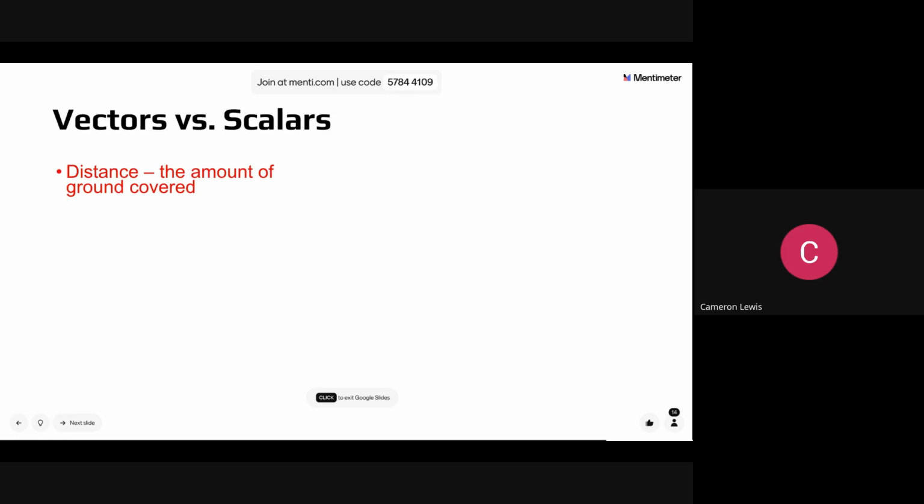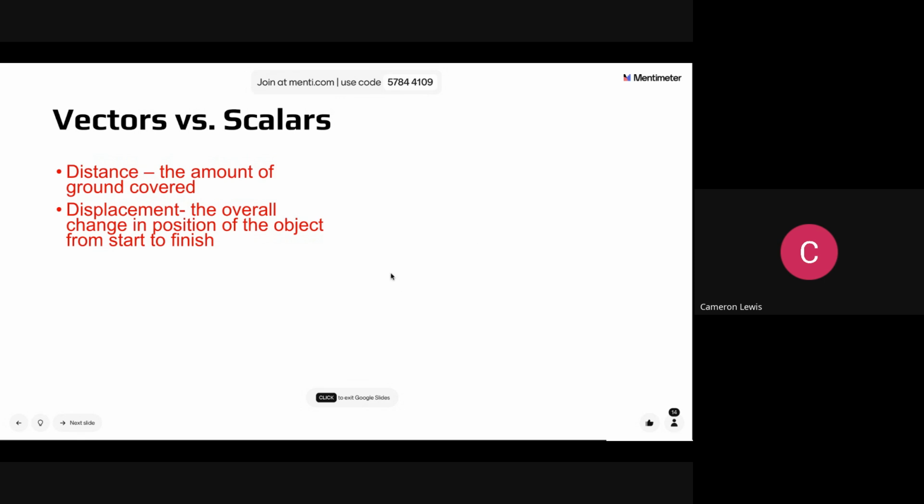Now when we look at vectors versus scalars, we have different types of quantities. So we have distance and displacement. Distance is the amount of ground that's covered, while displacement is the overall change in the object's position from start to finish. So distance would be the scalar, while displacement would be the vector.